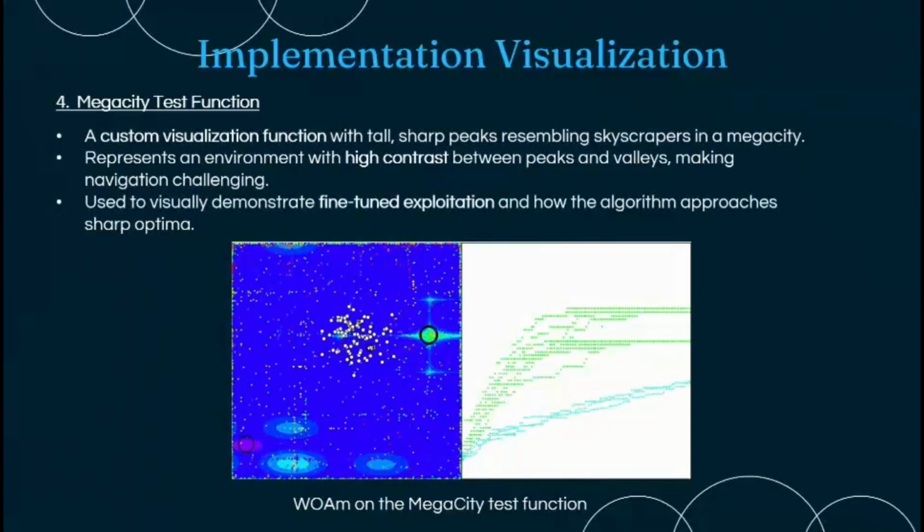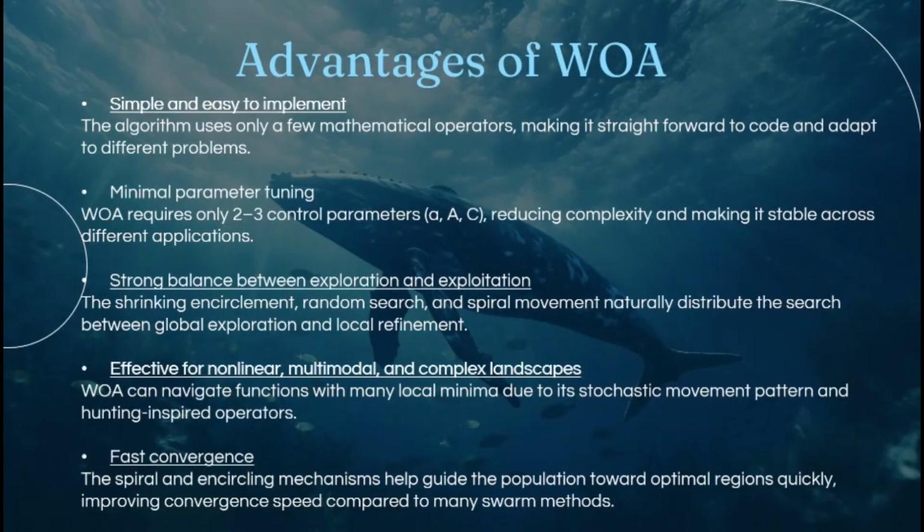Now let's move to the advantages of the whale optimization algorithm. First, we discuss the different types of advantages of the whale optimization technique. First is simple and easy to implement. With only a few mathematical operations, the whale optimization algorithm is very straightforward to code and adapt. Second one is minimum parameter tuning. It uses only a few control parameters, which makes it stable and less complex.